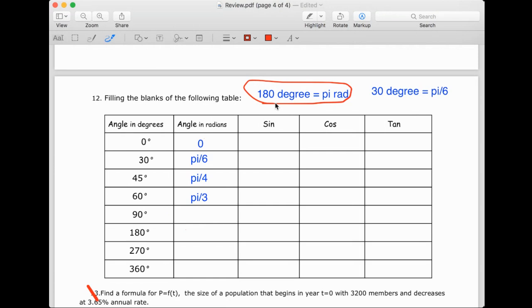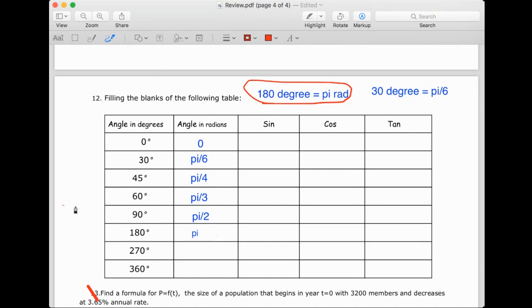What about 90? 180 divided by 90? That's 2. So 90 equals pi over 2. Well, 180 equals to pi, right? So 180 equals to pi. Pi, we write this way.